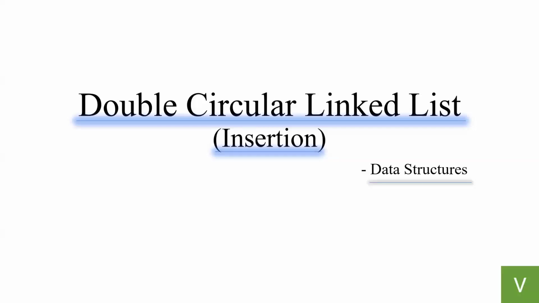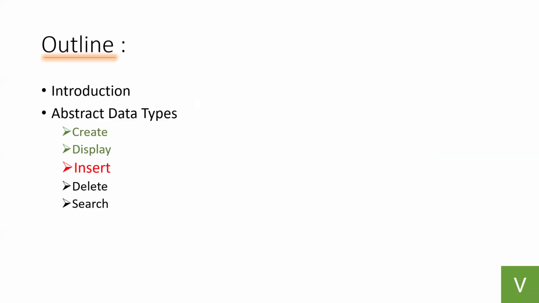Hello everyone. In this video, I'm going to discuss the double circular linked list in data structures. So in this, I'm going to discuss what is meant by a double circular linked list and the different abstract data types like create, display, insert, delete, and search.